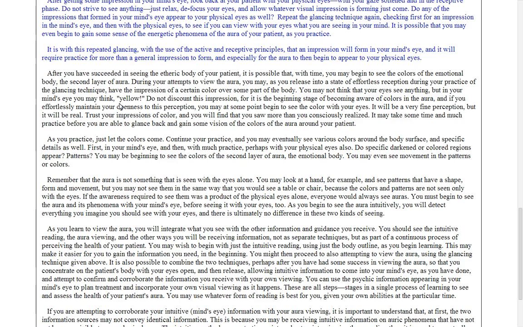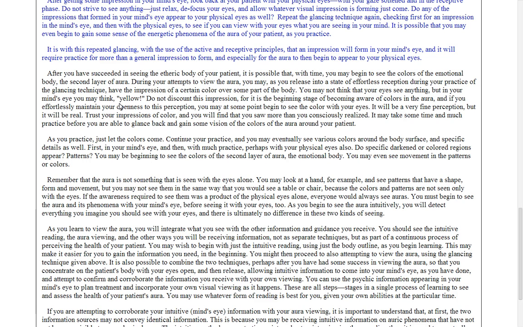So after you have succeeded in seeing the etheric body of your patient, which is an inch away from the surface of the skin, it is possible that with time you may begin to see the colors of the emotional body, which is the next aura, the second layer of aura.